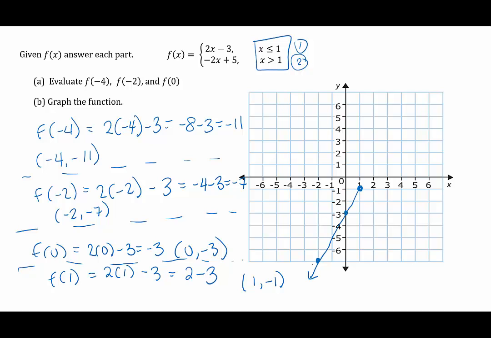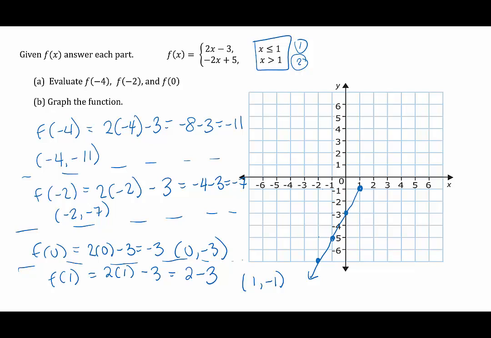We can check with the slope. The slope is 2. So to get from one point to the next, I should be going up 2 over 1, up 2 over 1, up 2 over 1. But it stops at 1. For the other piece, I don't have any information. That's too bad. I do need to know where it starts. So it starts at 1.